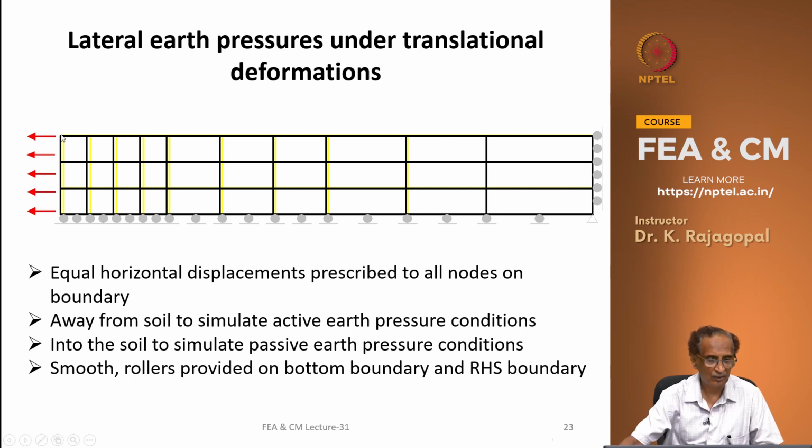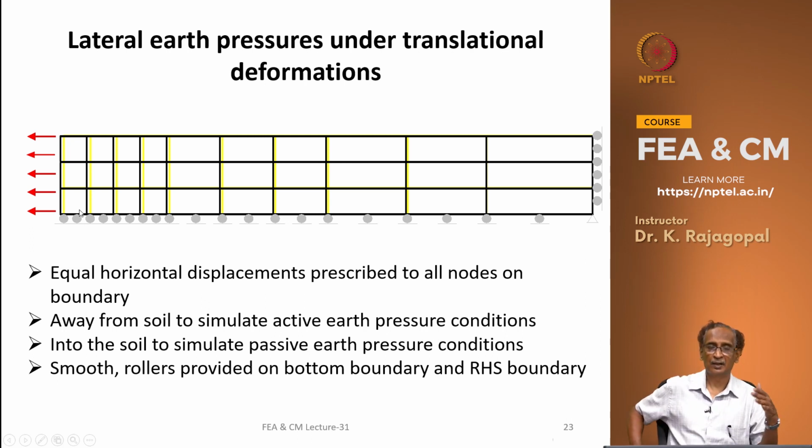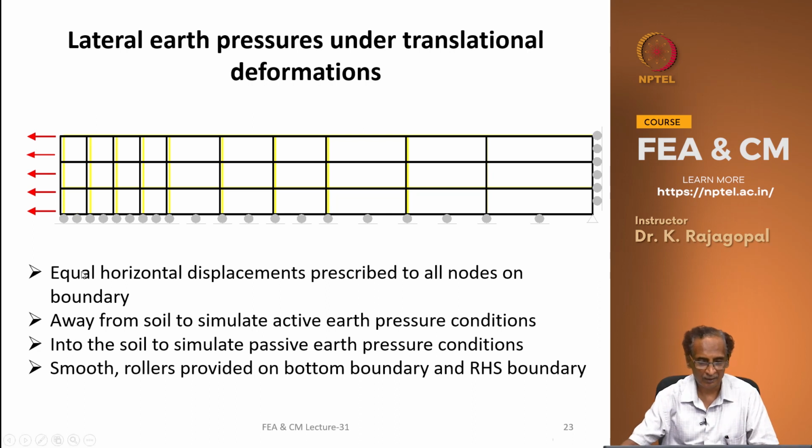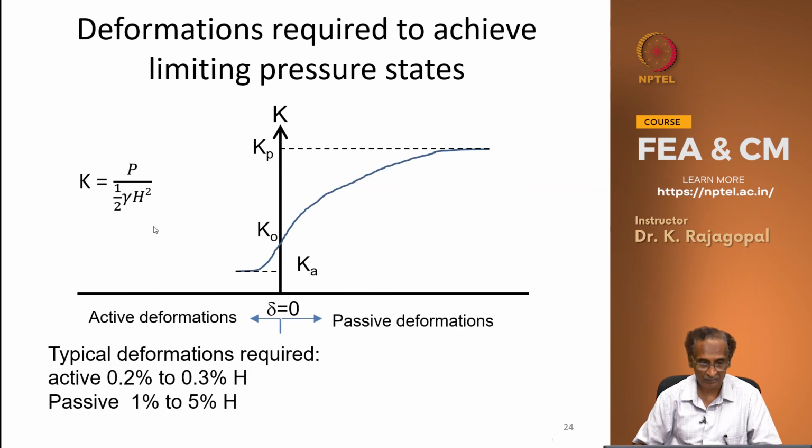And we can apply equal horizontal displacements along this surface, and if you apply these displacements away from the soil, we are going to generate active pressures, and if you apply these displacements into the soil, we develop passive pressures, and the smooth rollers are for simulating the smooth boundaries.